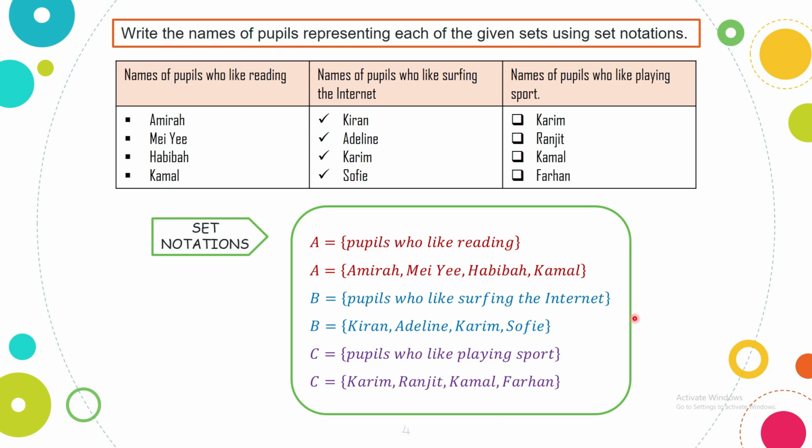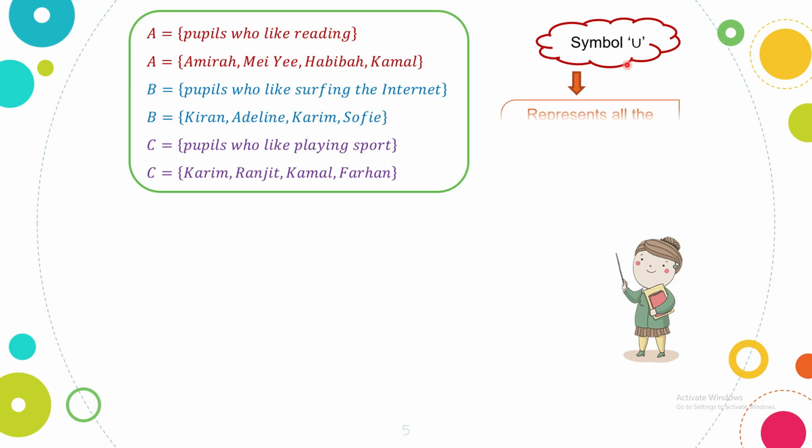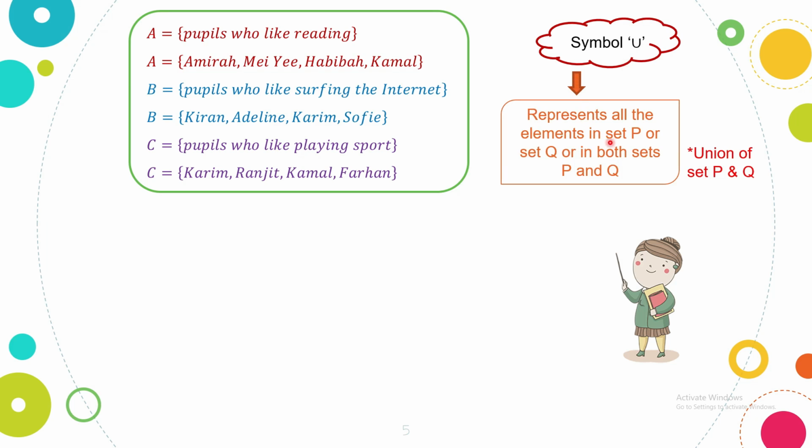Okay, next. After we write the sets in set notation, we take a look at this symbol. This symbol looks like the letter U. It represents all the elements in set P or set Q or in both set P and Q, which is the union of sets P and Q.